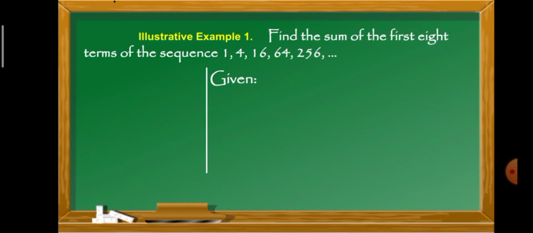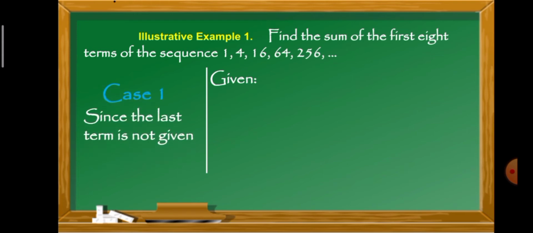So we have example number 1. Find the sum of the first 8 terms of the sequence 1, 4, 16, 64, and 256. So anong case kaya ito? Wala ang last term. Okay? So case number 1, since the last term is not given. So ang formula natin ay S sub n is equal to a sub 1 times 1 minus r raised to n all over 1 minus r.